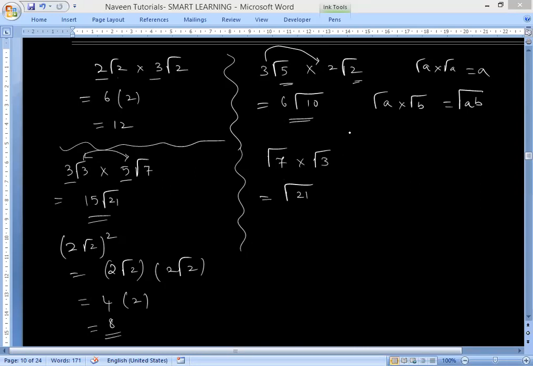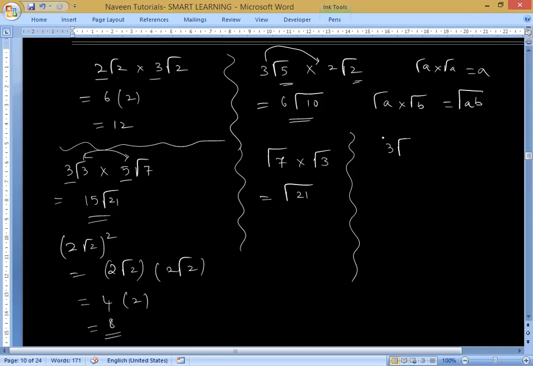Now the question is 3 root 3 whole square. So I'll write 3 root 3 into 3 root 3. Right? 3 3s are 9. Again root 3 into root 3 is 3. So 9 3s are 27.